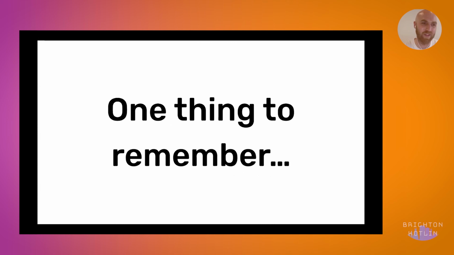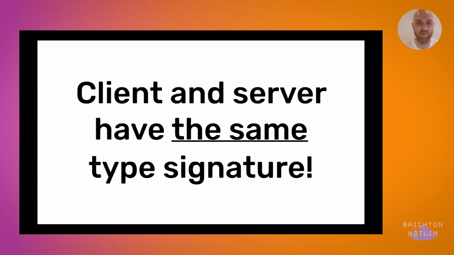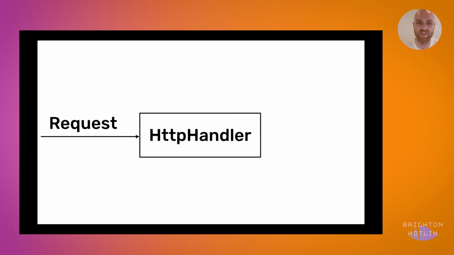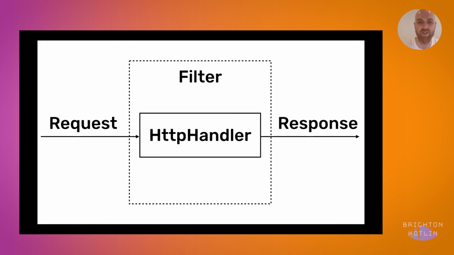So if you remember one thing, and I mentioned it in the beginning, but I'll mention again, client and server have the same type signature. And I think most web frameworks and libraries overcomplicated things too much. And Httpk, I think, is one of the nicest, sweetest spots that is so simple and understandable. So it's an HTTP handler, request, response, both immutable, and there is a wrapper around it using a filter.